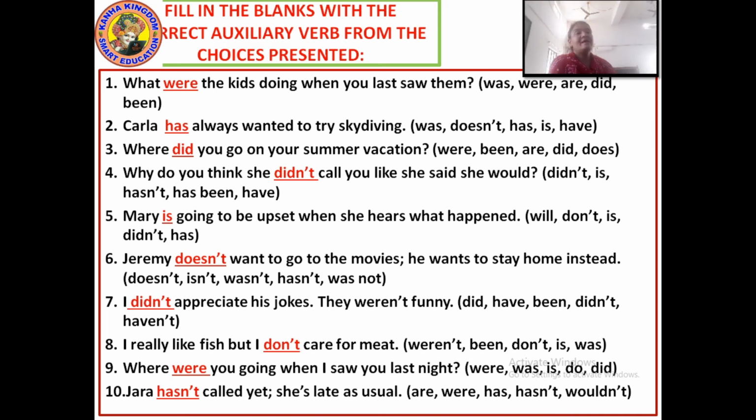I didn't appreciate his jokes, they weren't funny. Again the sentence is in a negative form. But we have to understand whether it is in a past tense or in a present tense. It is in a past tense form. So here did, negative wanted, we won't use. Have is used in perfect form, been is used in perfect form. So we will use didn't for the negative sentence. For making the sentence negative, I told you we will use do, did or does.